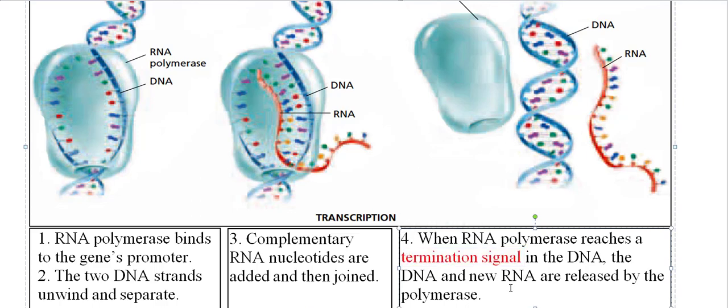When the RNA polymerase reaches the termination signal in the DNA, the new RNA, whether rRNA, tRNA or mRNA, is released by the polymerase.